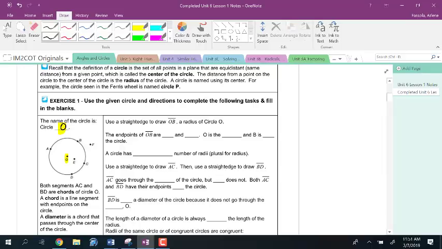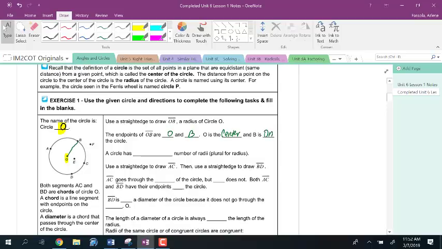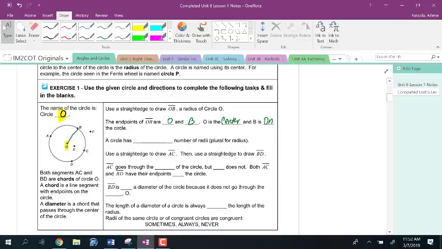We're going to use a straight edge to do each one of these tasks. We're going to draw segment OB. That is a radius. The endpoints of OB are O and B. O is the center and B is on the circle. A circle has an infinite number of radii. So that's what we just drew in, a radius.